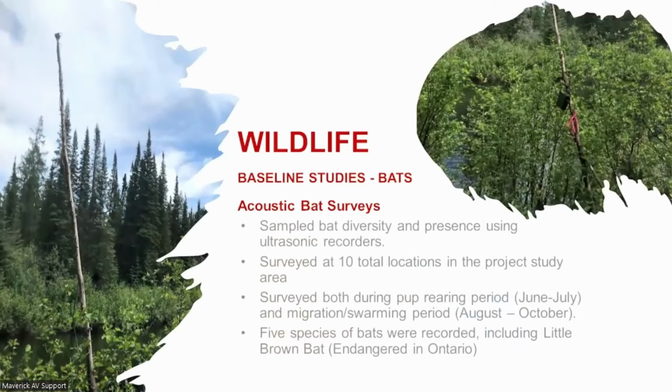The next slide shows some pictures that were taken from our breeding bird survey fieldwork. We also conducted baseline studies on bats to look basically for how many species are present. So we looked at, as I mentioned, bat diversity or number of species, and we used listening devices, what we call ultrasonic recorders. And we did surveys at 10 different locations. We found 5 species of bat, including the little brown bat, which is endangered in Ontario.